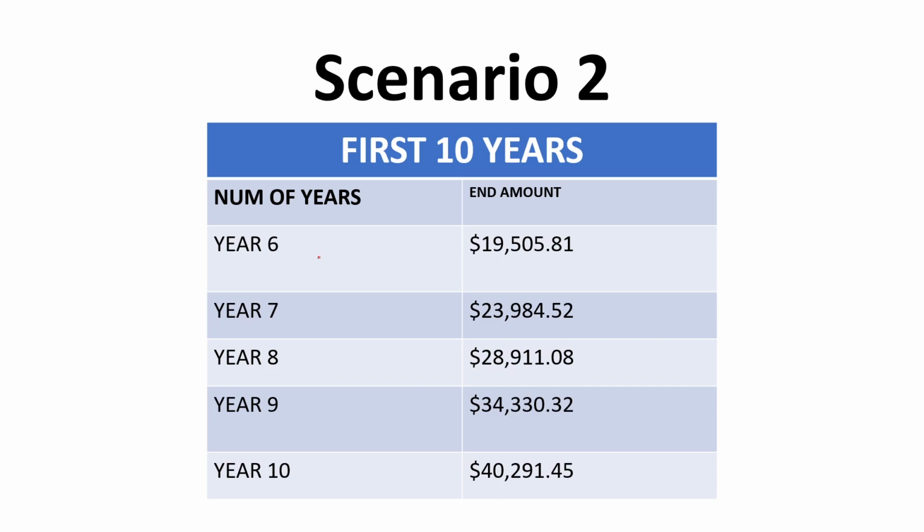Scenario 2. End of year 6, $19,505.81. End of year 7, almost $24,000. End of year 8, almost $29,000. End of year 9, $34,000. And end of year 10, $40,000.